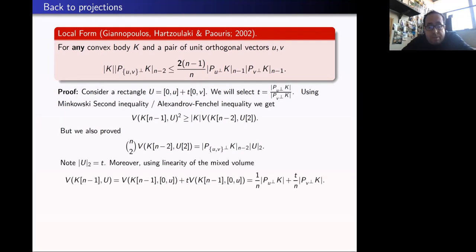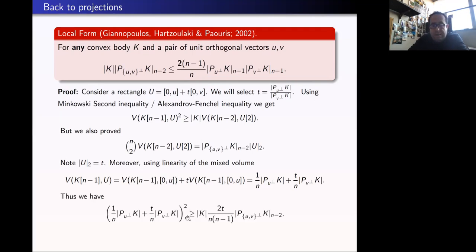Now, here comes the trick with linearization. The mixed volume of K_n minus t·U with U is just a sum of 0·U and t·V, so I just use it. And again, using the formula for projection, I get that this mixed volume is just a sum of two projections. Very good. And so I get such an inequality.